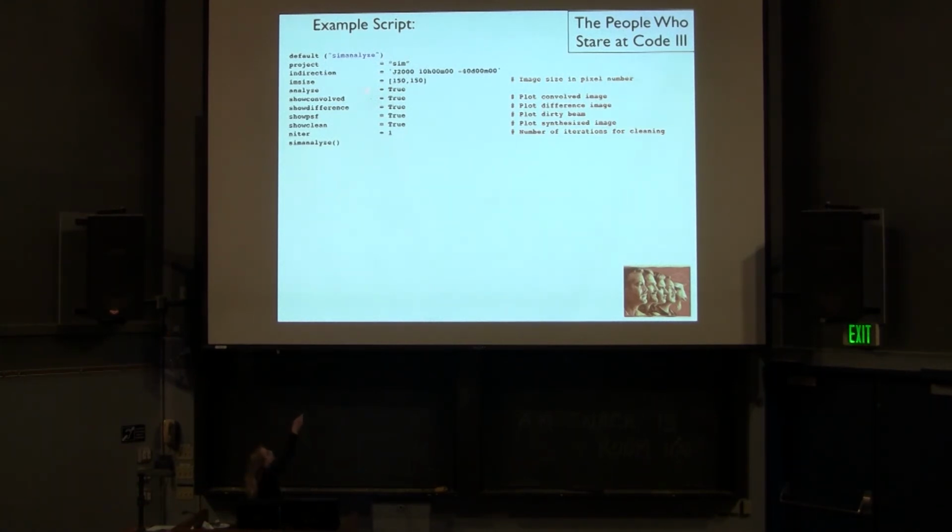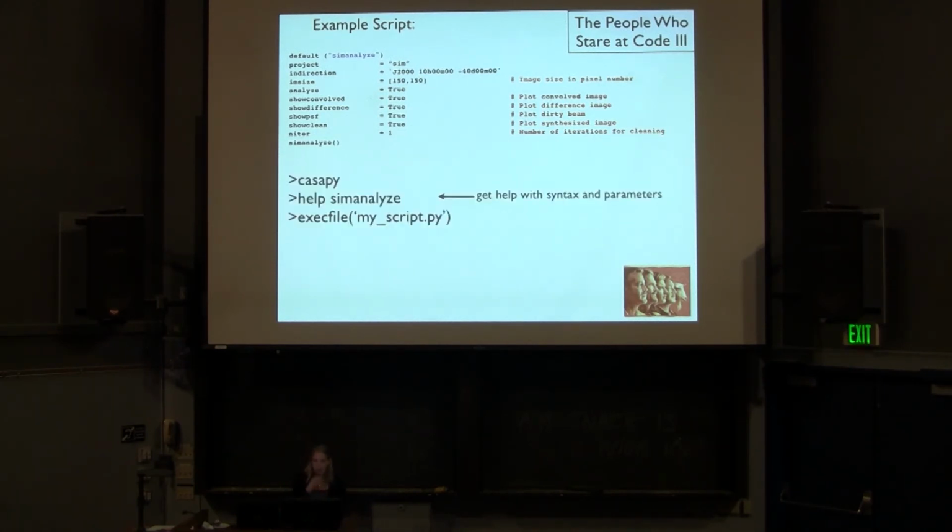So again, you have the direction, the image size in pixels, and then the analysis. We'll do some basic analysis to get differences, to get fidelities for the different images. And there's a bunch of these different things you can have it output. It will tell you all of these different stages, what the beam looks like, what the visibilities look like, what the cleaned and uncleaned image look like. So you can play around with what those things look like in total.